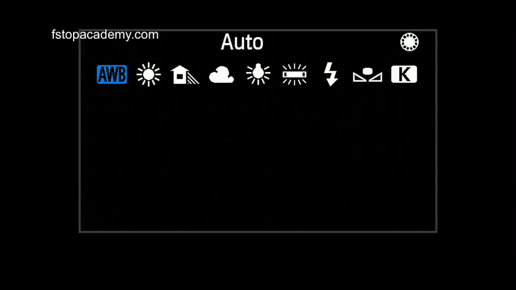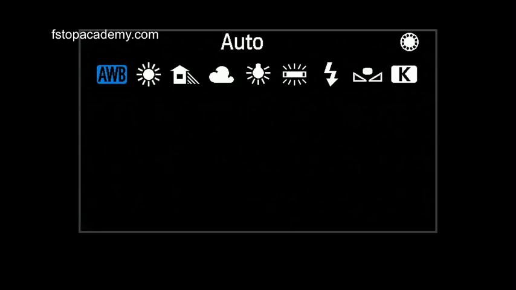Let me explain. The first option you have is auto white balance. As I said, try and avoid using auto white balance at all costs. The next is your daylight option. This is useful for just straightforward consistency in daylight. The next option is shade. Shade I would avoid. Cloudy also.